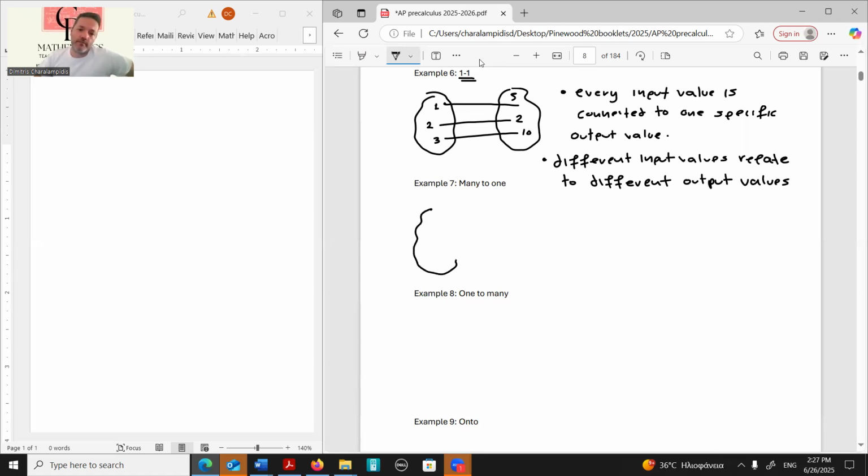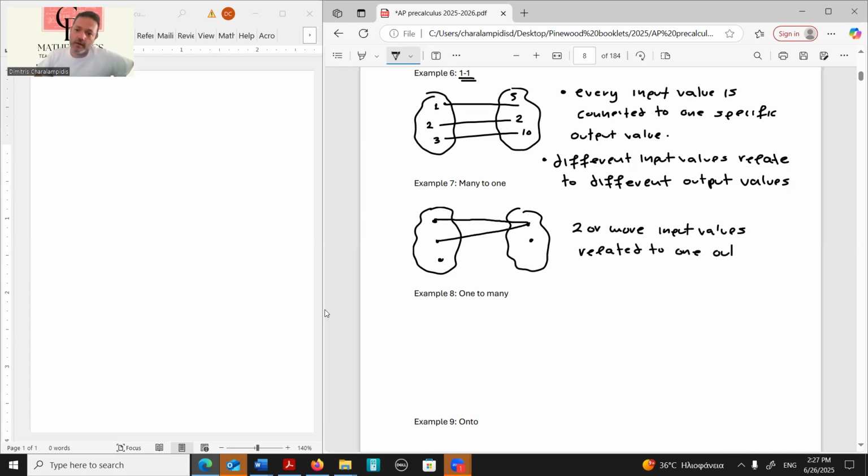Many to one. You should remember that when it comes to imagination in naming things, mathematicians do not have that much, let's say it like that. So many to one, it's basically what you would think of it. Many input to the same one output. Two or more input values related to one output.